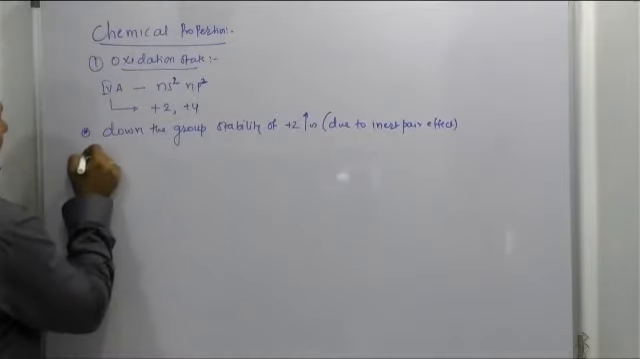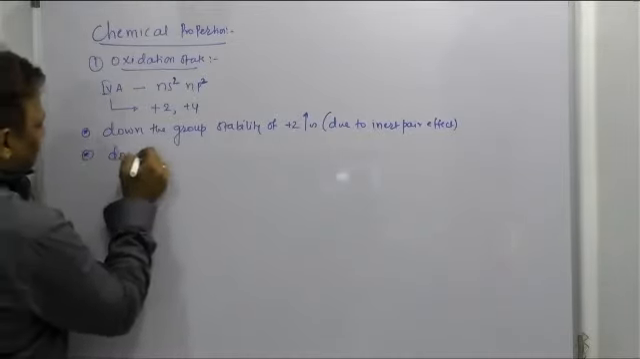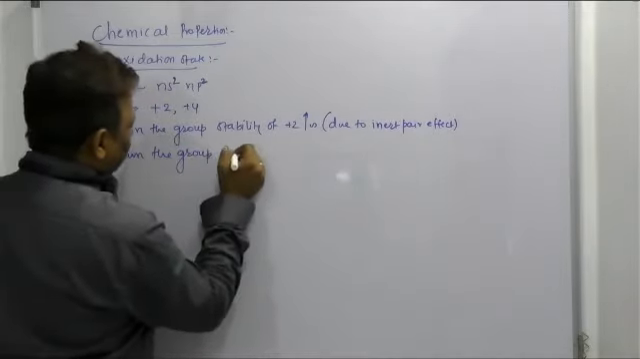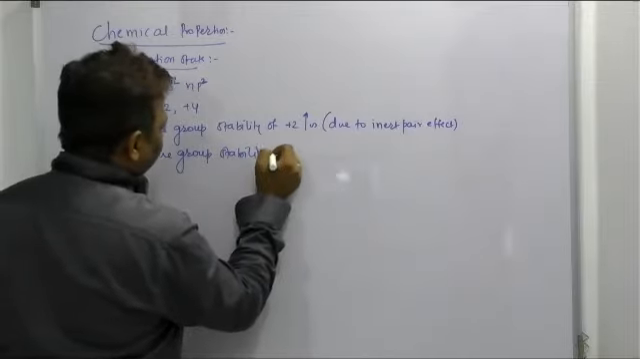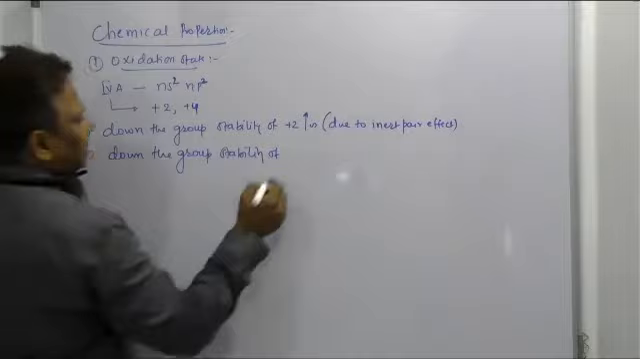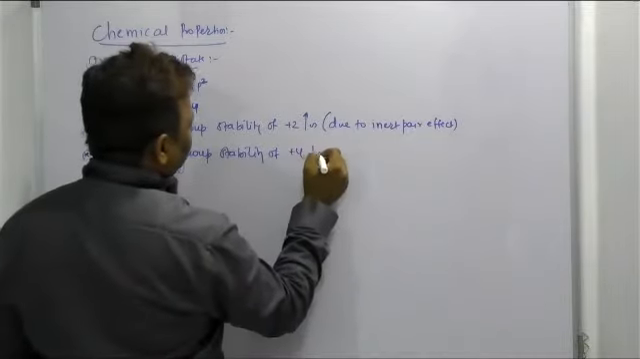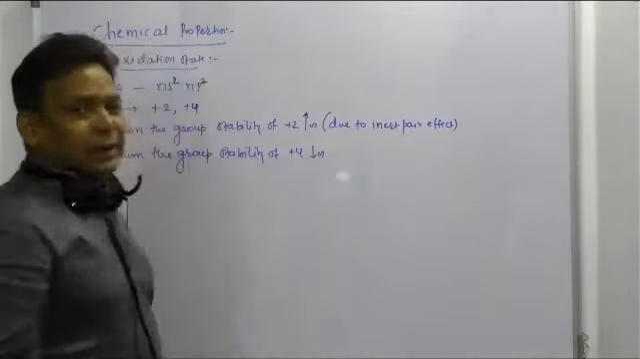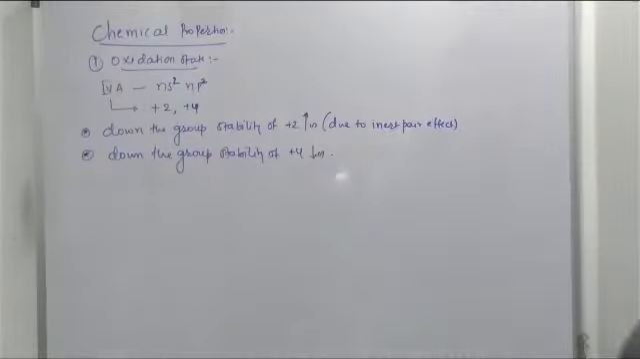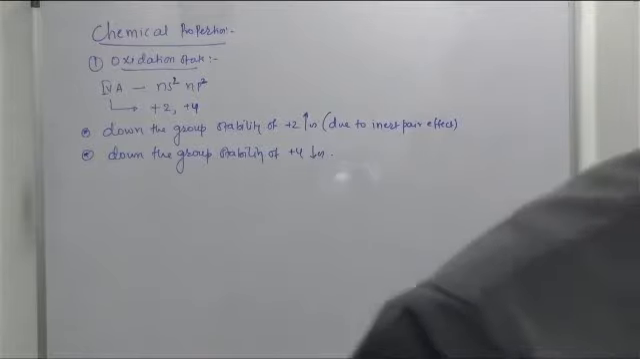At the same time, sir, we can say again, down the group the stability of +2 increases. What about +4, beta? Yes, +4 decreases. So the stability of +2 increases and the stability of +4 decreases. Let me give one example for you here. One example I want to show you.